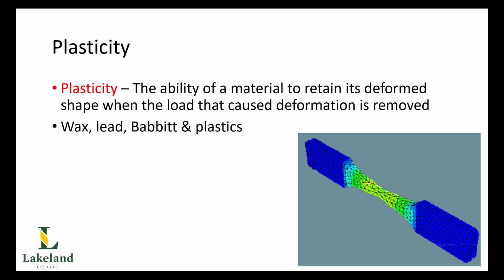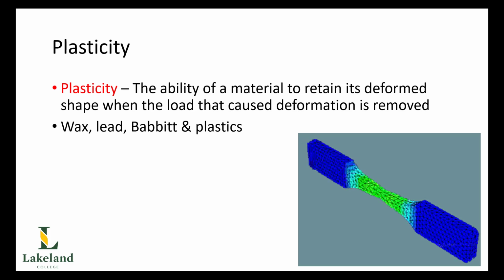The next definition is plasticity. I always think of plasticine, or you call it Play-Doh in this country. Plasticity is the ability of a material to be moved or worked into a different shape, and then when you remove the load, it stays in that shape. So it's pliable, it's plastic, just like Play-Doh is, for example.